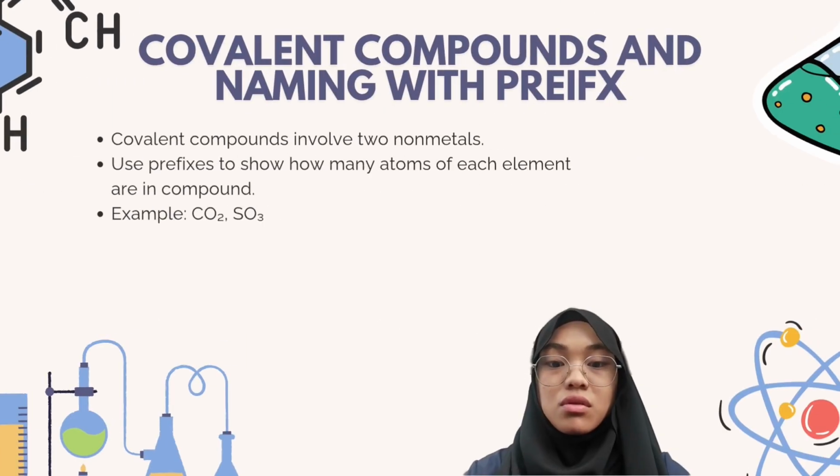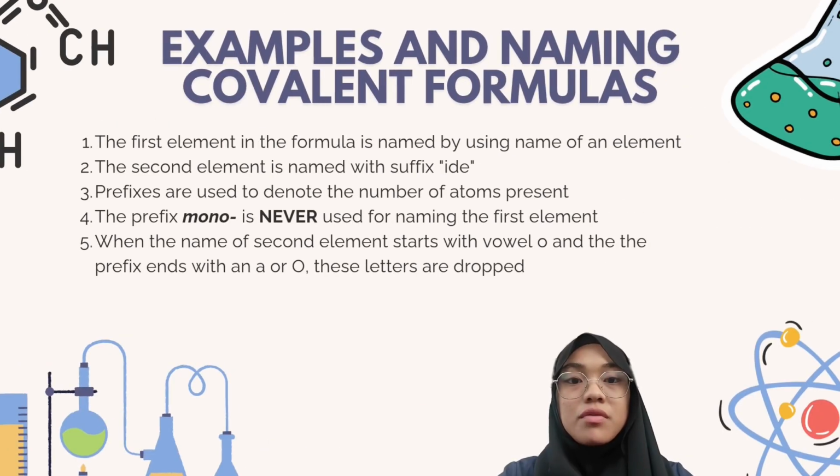Now let's switch to covalent compounds, which involve 2 nonmetals. We use prefixes to show how many atoms of each element are in the compound. Examples include CO2 for carbon dioxide and SO3 for sulfur trioxide. So this is naming the covalent compounds.